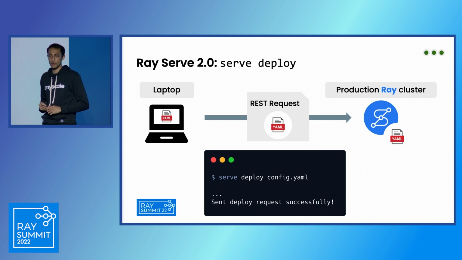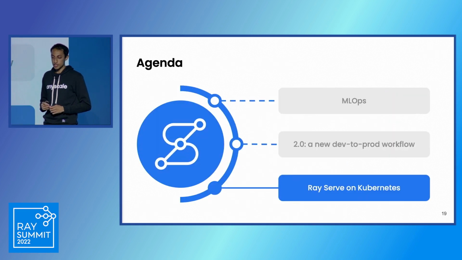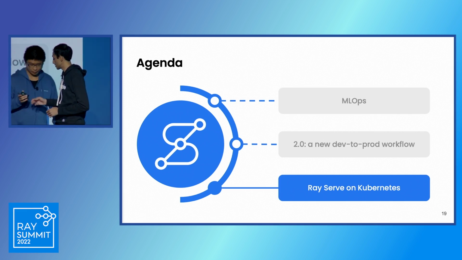One other really important feature of this config file is its ability to integrate with other tooling. And a great example of that is the new native integration between Serve 2.0 and Kubernetes. I'd like to hand it off now to Bruce, who's going to talk a little bit more about this integration.